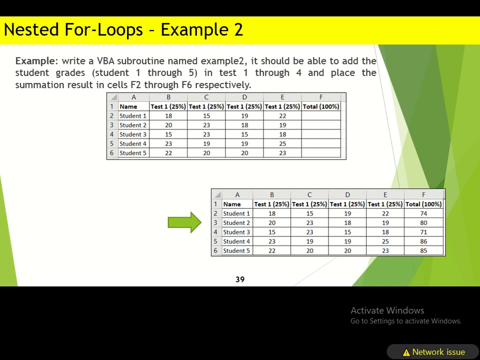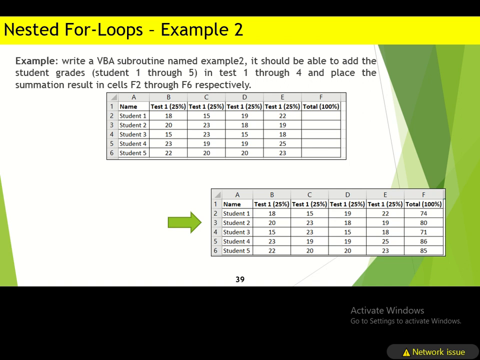Okay, write a VBA program. You should be able to add the student grades. So there are 5 student grades. And then it will place a summation in column F. So for every student, it will do the summation for rows.